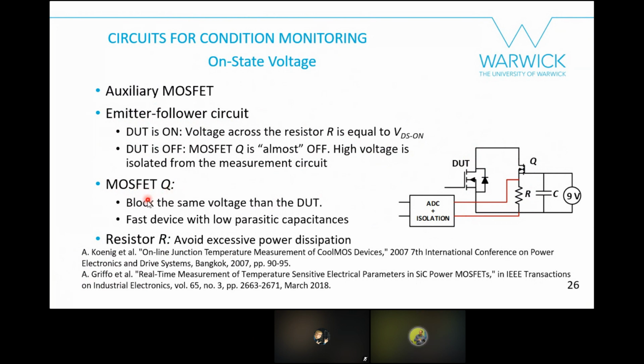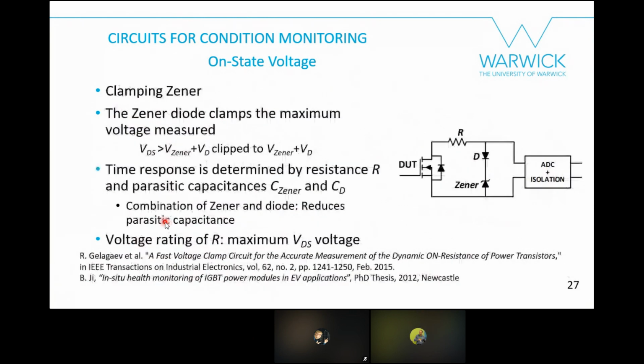So the MOSFET Q has some requirements: it should be able to block the same voltage as the DUT, and it should be a fast device with low parasitic capacitances. And for the resistor R, you should avoid excessive power dissipation. You don't want the resistor to get hot and affect your measurement system. As I mentioned, you can check the details in these references. This circuit has also been used for monitoring the on-state resistance in silicon carbide power MOSFET. So I just recommend you, if you are interested in this circuit, to check the bibliography.